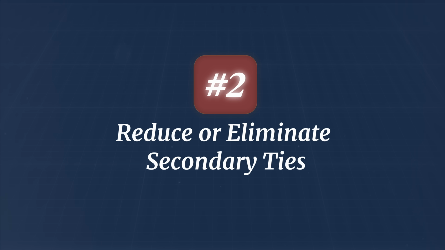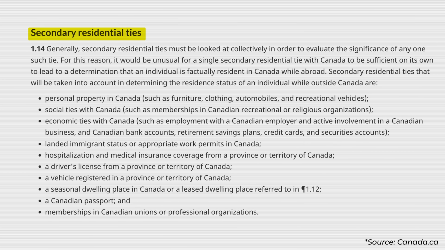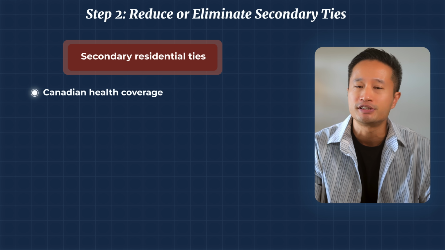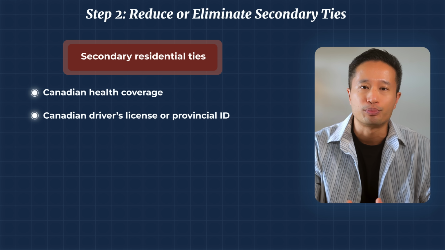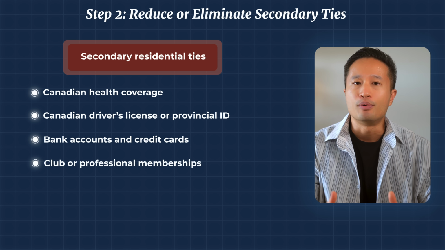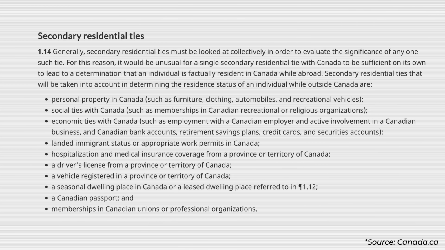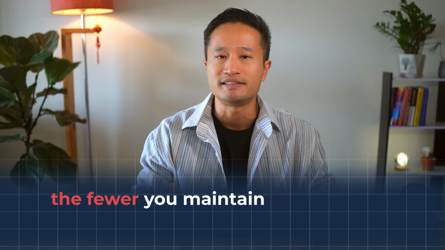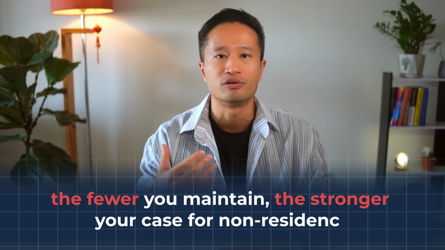Step number 2 is to reduce or eliminate secondary ties. Secondary residential ties can also indicate residency. These include Canadian health coverage, Canadian driver's license or provincial ID, bank accounts and credit cards, club or professional memberships, and more. You can check out the full list here. While not all secondary ties must be eliminated, the fewer you maintain, the stronger your case for non-residency.